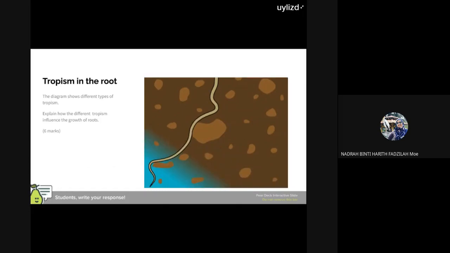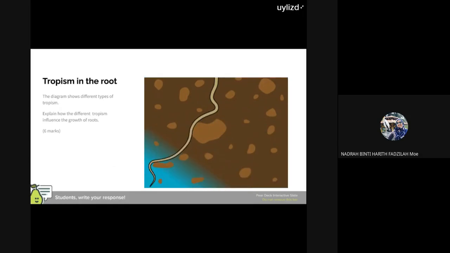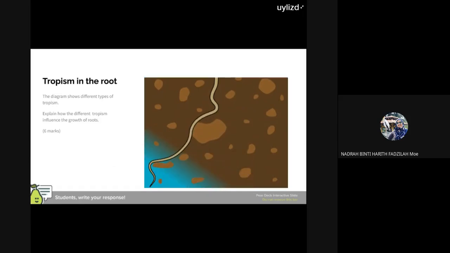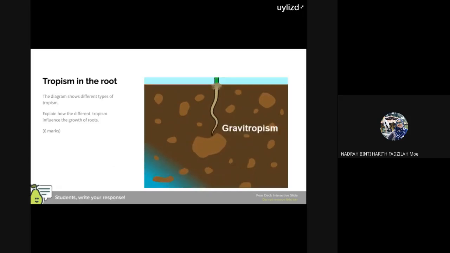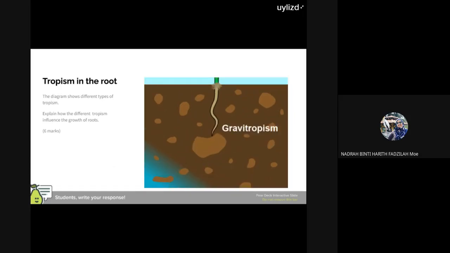Okay, dia ada 2 ya. Kita bagi tahu jenis tropism dia apa, positif atau negatif. Number 2, kita bagi tahu apa response root tu. Respon dia ialah root grow downwards. Okay, bagaimana pula 4 markah yang lain? Macam mana dapat 4 markah yang lain dengan explain 2 tropism yang lain?